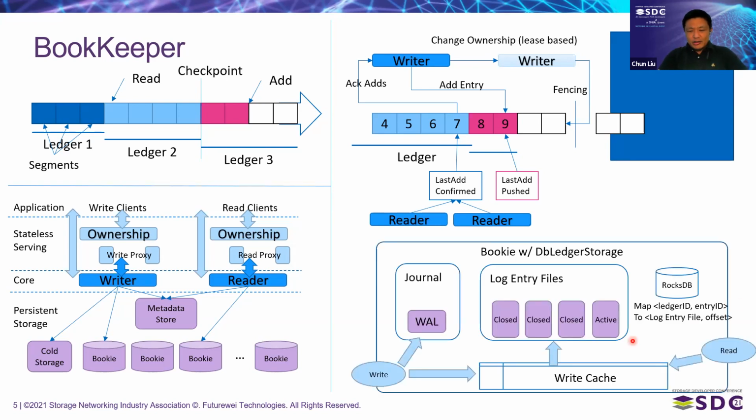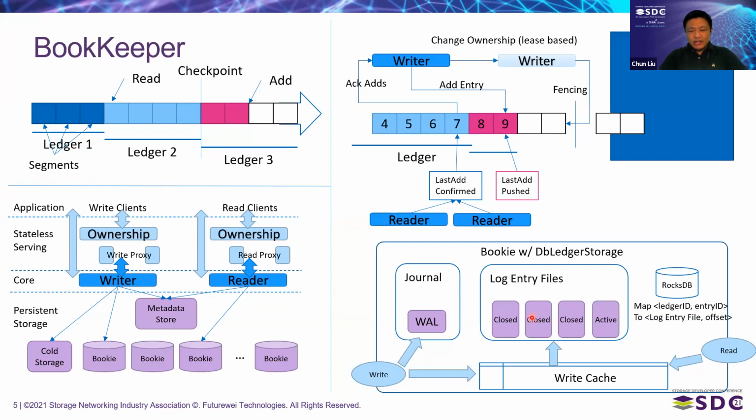Inside a bookie, with default DB ledger storage, each new record is first written onto the write-ahead log as well as the write cache. The write cache is periodically flushed to the log entry file. The mapping of ledger ID and entry ID to this log entry file and offset is stored inside the RocksDB ledger index. As you can see here, it's all logs.